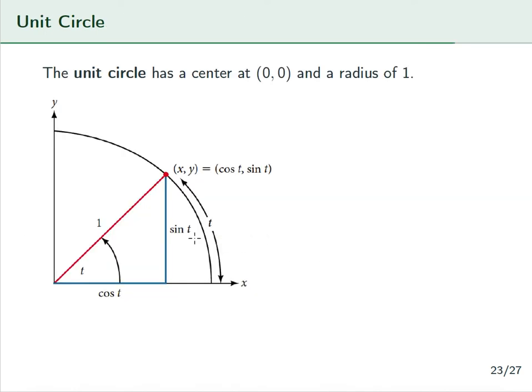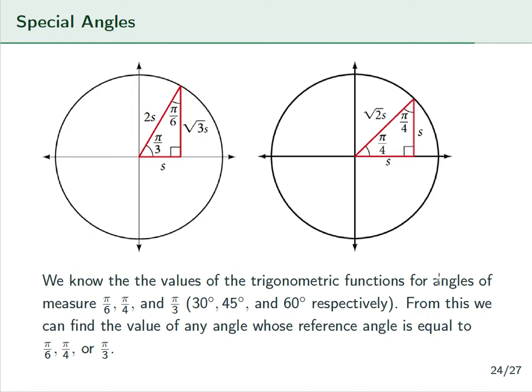So the unit circle has a center at (0, 0) and a radius of 1. And again, this is the same picture as earlier, at the first quadrant. So the unit circle can tell us some sine and cosine values. It can organize some values in an efficient way. Okay, so before we look at that, let's look at some special angles.